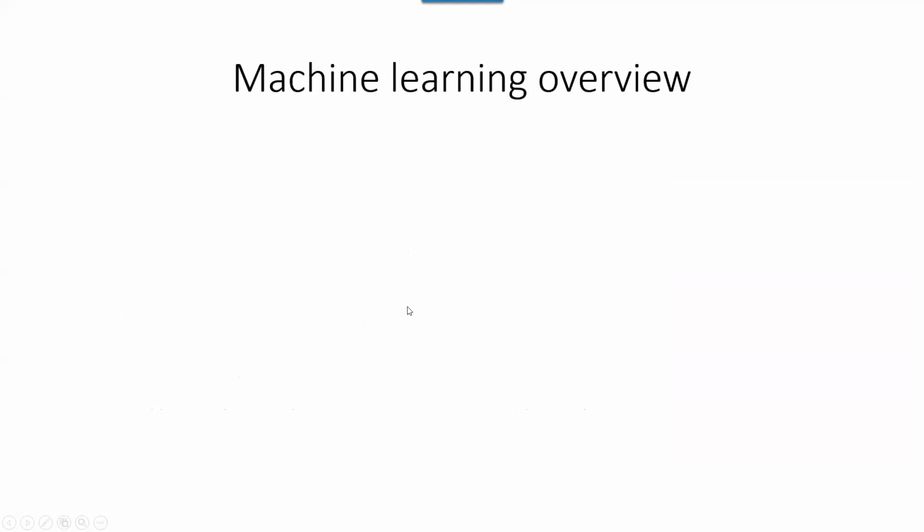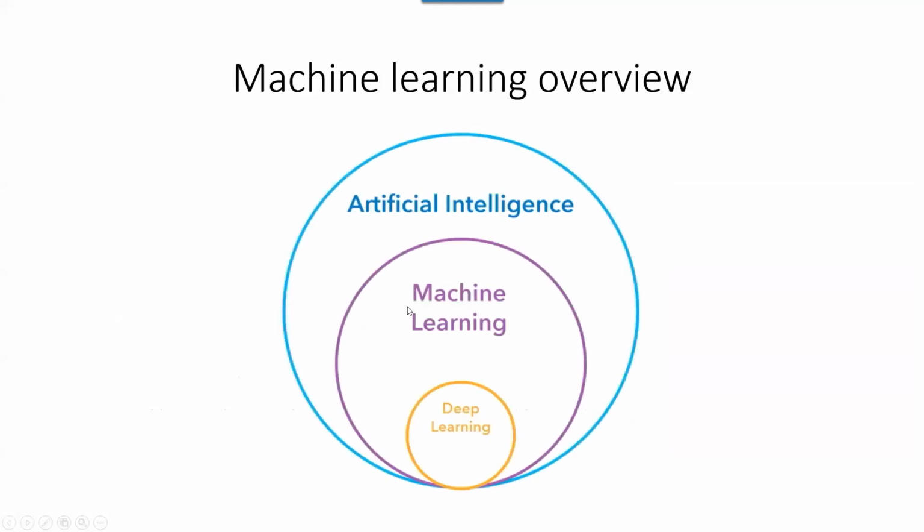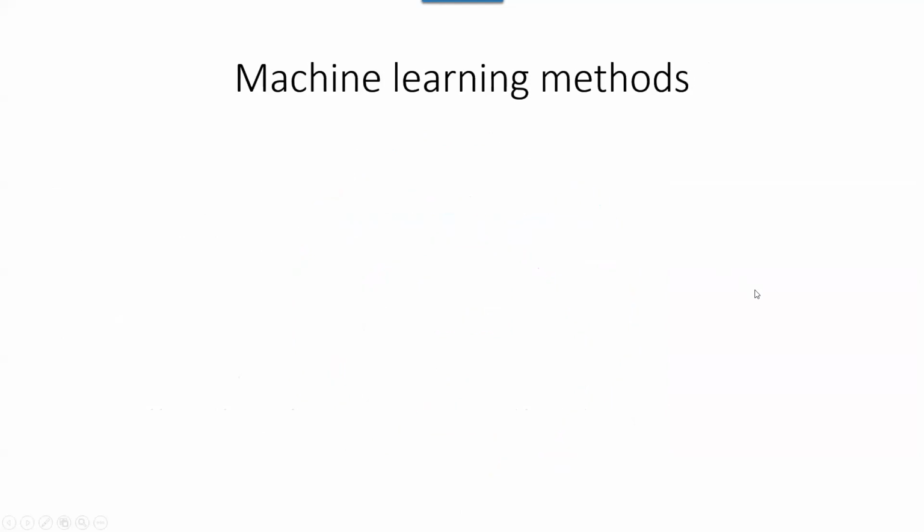Machine learning overview: this is a very popular figure. Deep learning is a subfield of machine learning. Machine learning is the core or the first step in artificial intelligence. If we develop machine learning algorithms, it's sometimes difficult to say I developed artificial intelligence. We still have many further steps to develop artificial intelligence.